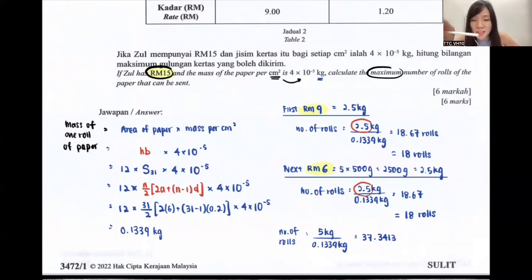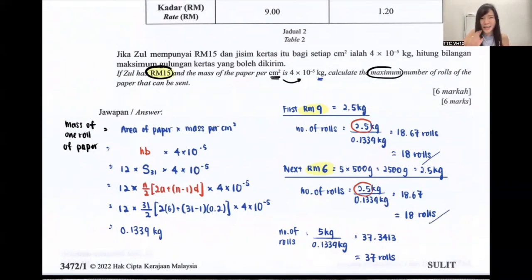You need to separate and do them first. Only at the end, when you know the total is 5 kg, then you can use 5 kg divided by 0.1339. So do you realize it's 37.3 rows, and 37.3 rows is actually a maximum of 37 rows? You can see here got 18 rows, here got 18 rows, actually 36 rows. And actually you can squeeze in one more row because here there is still a bit of leftover.